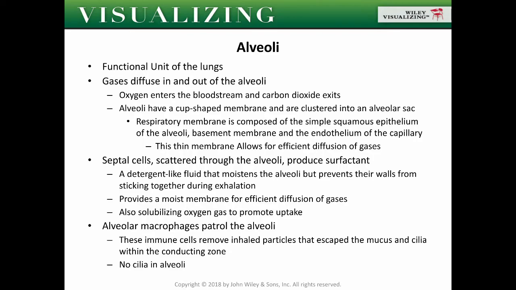The septal cells scattered through the alveoli produce a surfactant. This is a detergent-like fluid that moistens the alveoli but prevents their walls from sticking together during exhalation. Because again, when we exhale, we will have a negative pressure inside the lungs, and of course it's like a balloon. When you inhale, the balloon expands. Exhale, it shrinks. To prevent the total collapse of the alveoli, we have the surfactants from the septal cells. The alveolar macrophages patrol the alveoli, so it keeps it clean.